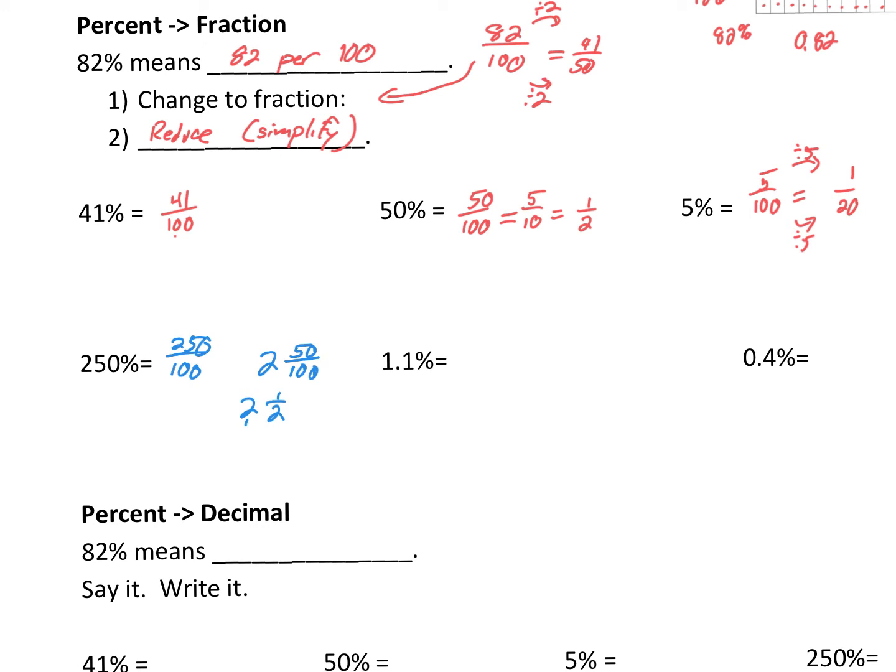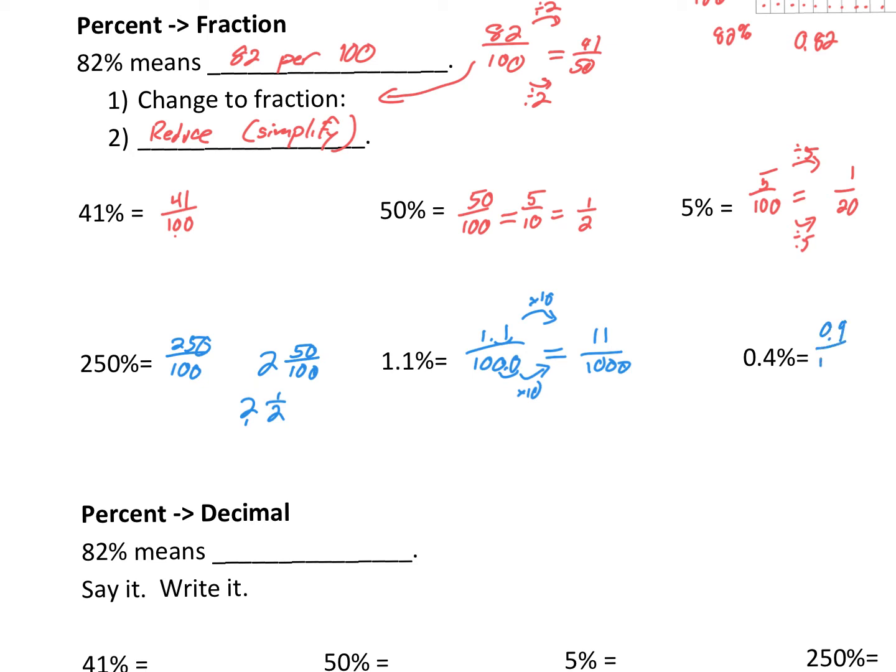Ooh, this one's tough. Throwing a decimal at us. So it's 1.1 per 100. You cannot have a decimal in a fraction. So we can't divide now. What we really have to do is multiply both by 10 to get rid of that decimal. That's easy to do. We're moving the decimal 1 in each spot. So it's 11 thousandths.